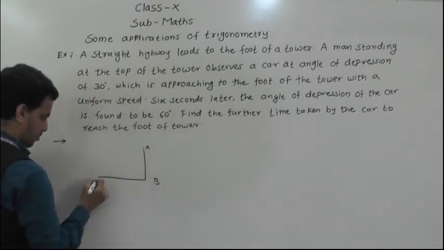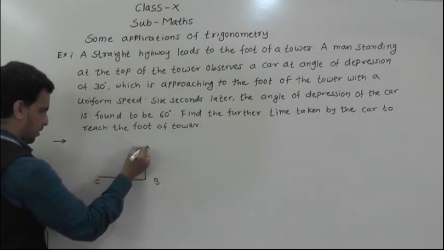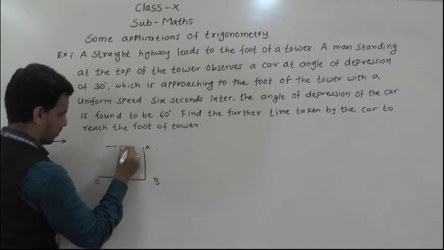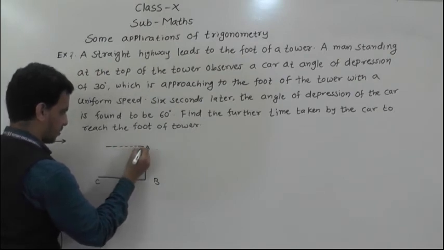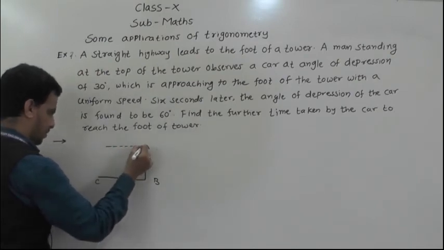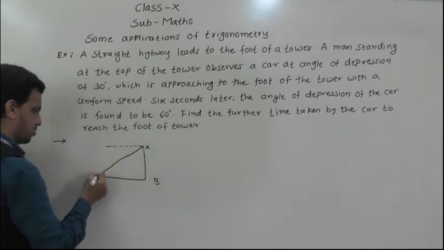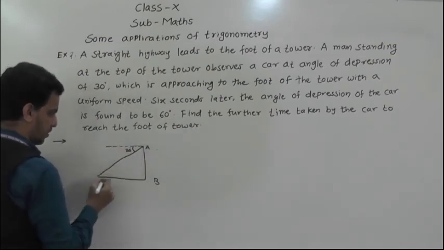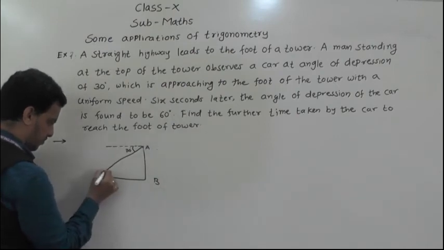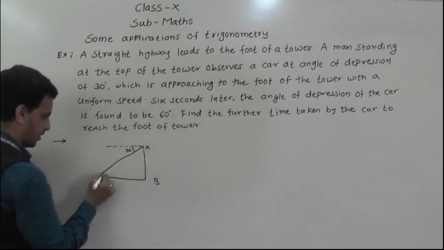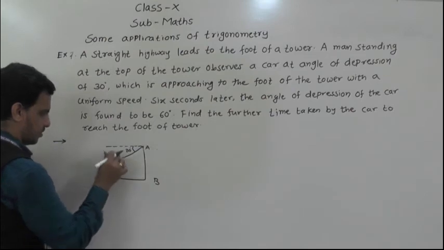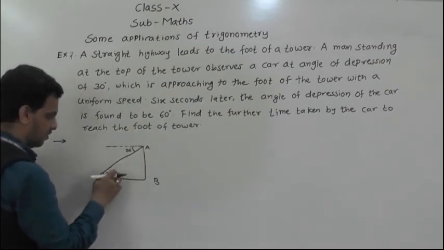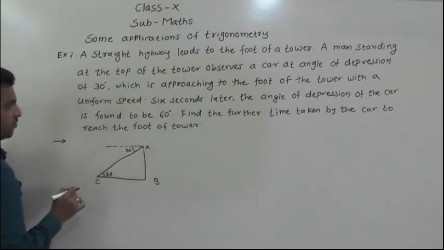Okay, so suppose car is here and angle of depression is 30 degree, so this is horizontal level, and angle of depression is 30 degree, so this angle is 30 degree. So if this is 30 degree, this angle also 30 degree. These two lines are parallel, this is transversal, so alternate angles are equal, so this angle is 30 degree.